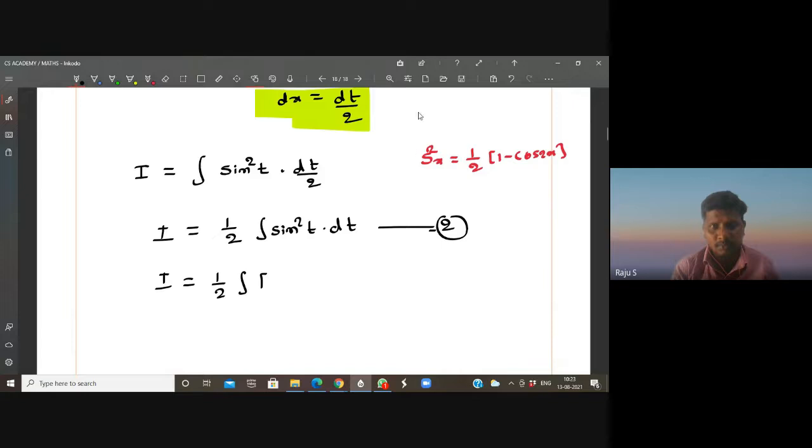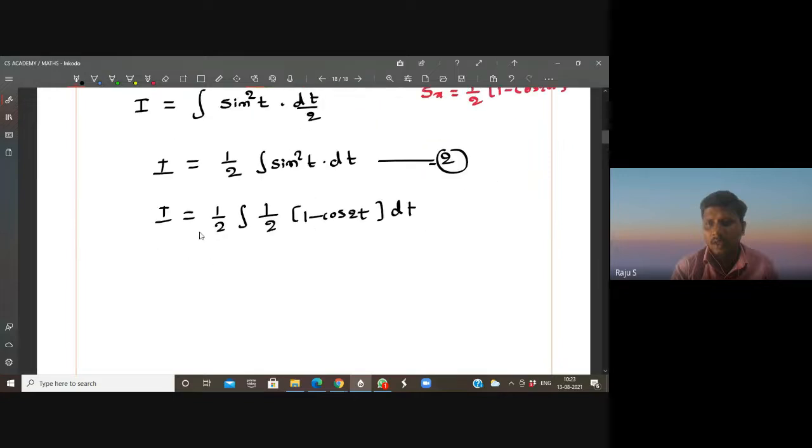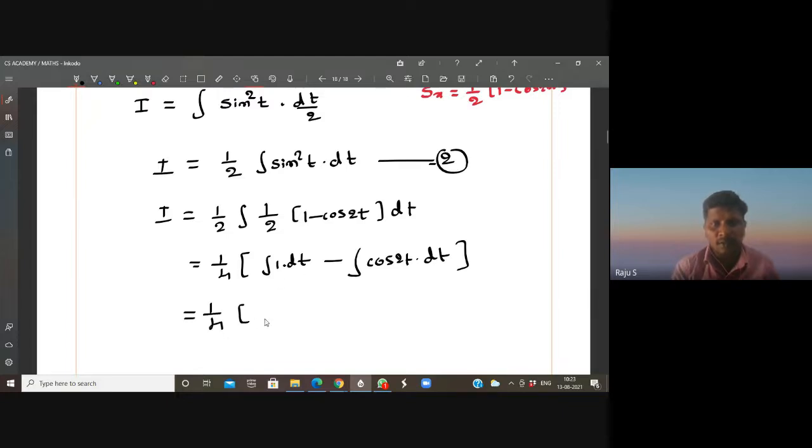With the help of that, I can write 1 by 2 sine square t becomes, already 1 by 2 is there, again 1 by 2 times of 1 minus cos 2t into dt. 1 by 2 into 1 by 2 is clearly 1 by 4 times of. Now I am going to apply the integral separately: integral 1 dt minus integral cos 2t dt, right? Now 1 by 4, what is integral 1? Integral 1 dt is t, minus cos 2t.